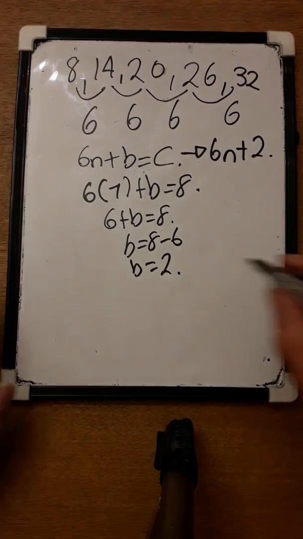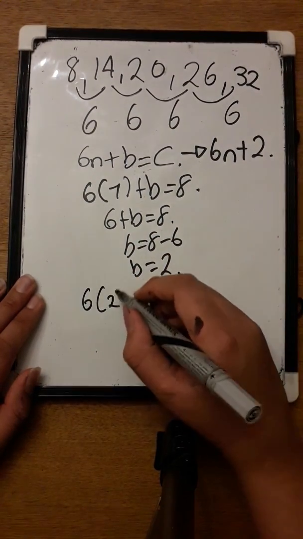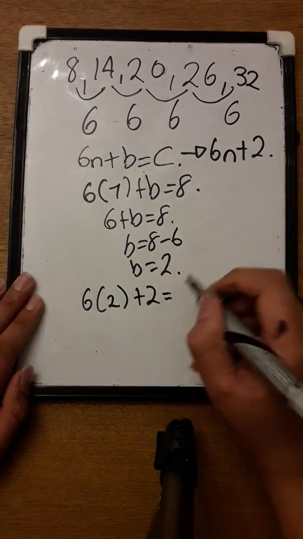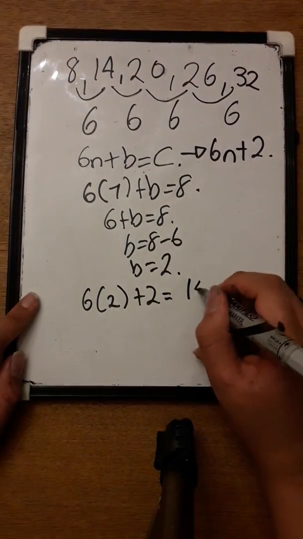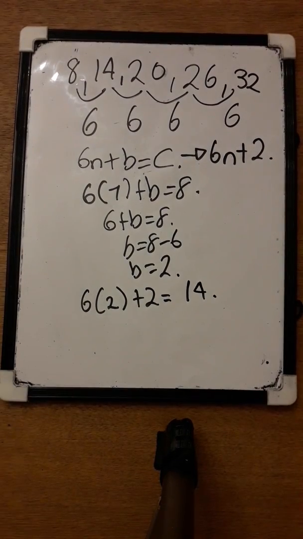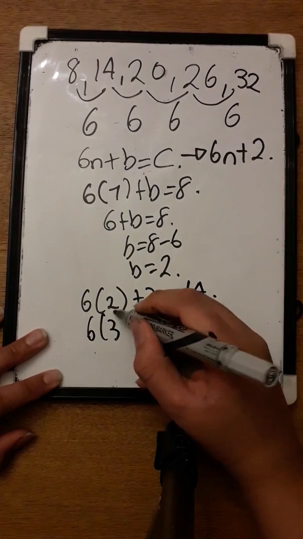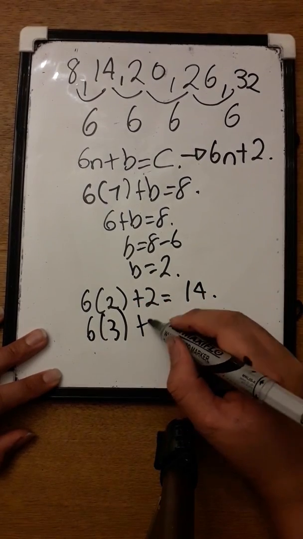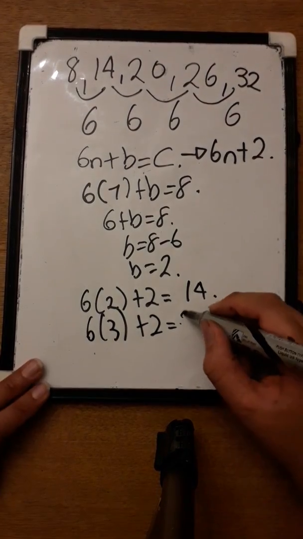Now we can try this again and make an equation. So 6 in brackets 2 plus 2 should equal 14. As we know, 6 times 2 is 12, plus 2 is 14. Now we'll try another one, so we'll input 3 this time. 6 in brackets 3 plus 2 should equal 20. 6 times 3 is 18, plus 2 is 20.